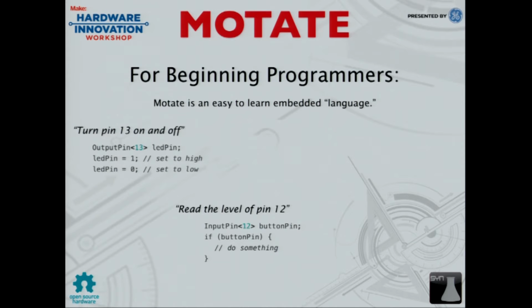Read the pin. I want to read the level of pin 12. That's what you say in English. In Motate, you would just create a button pin and then put that in a statement. It reads that pin when it gets to it, and then you can do something based on that result.